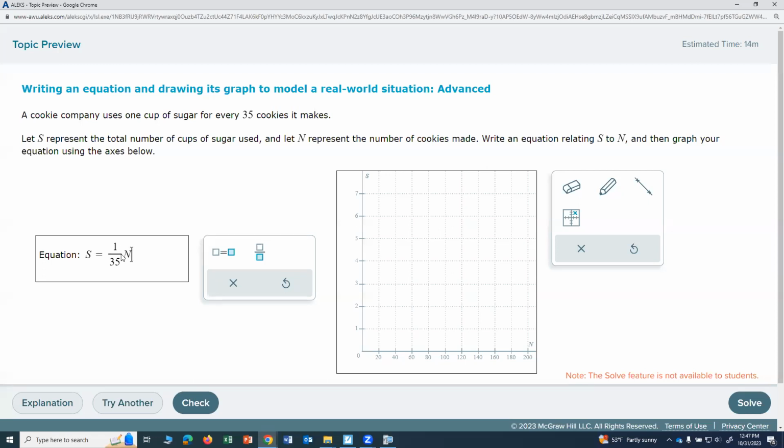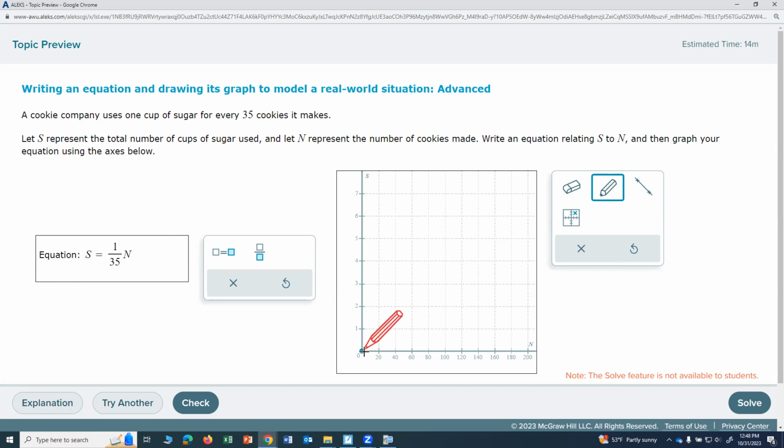So 1/35 times N. And for the y-intercept, or in this case, the s-intercept, I would think through, well, if I have 0 cookies, that would take 0 cups of sugar. So my y-intercept is 0. So I don't have to put a plus anything there. So let me go ahead and plot the first point at 0, 0.